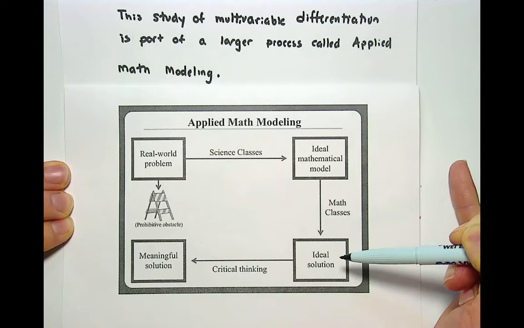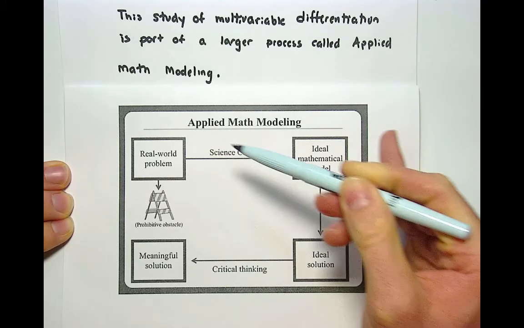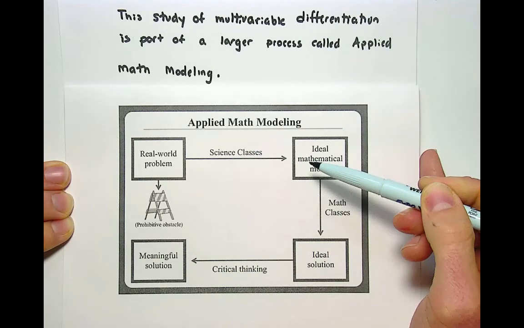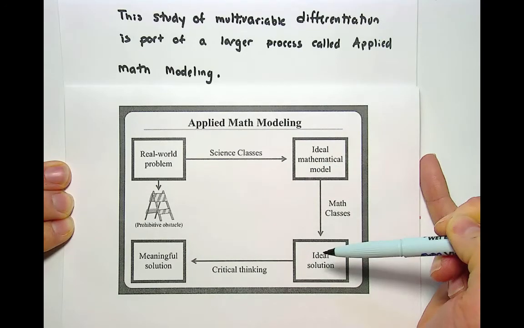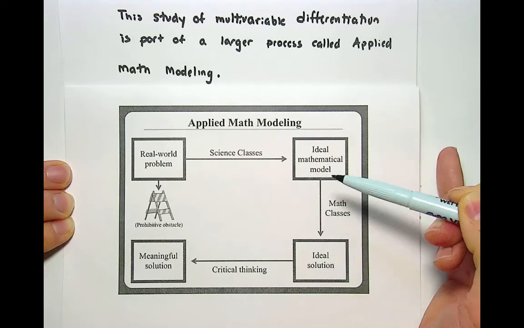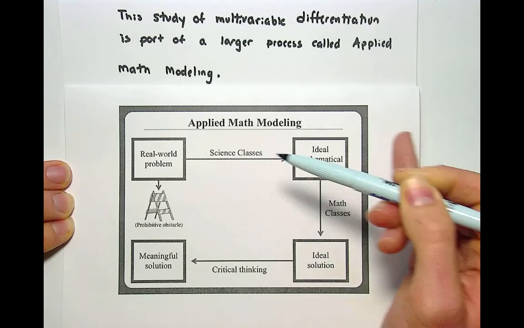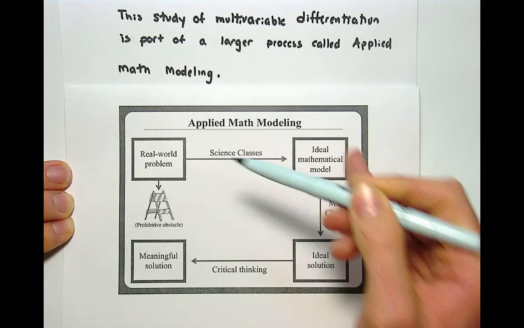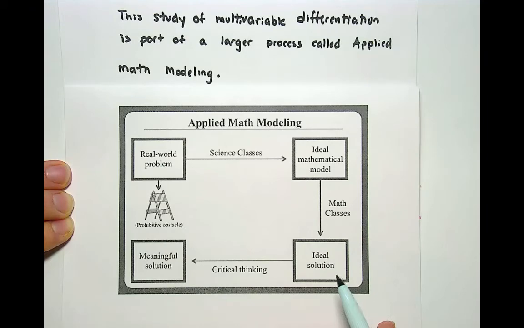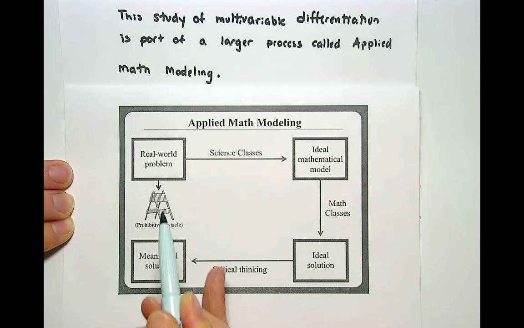This ideal solution will not be the solution to the real world problem because it's not the problem that we started with. The ideal solution will be an ideal solution to the mathematical model that came from simplifying the real world problem. At the end of this whole process, we'll do a lot of critical thinking, and this is actually where you would get paid as a mathematical thinker, to make the connection between the ideal solutions that you produced and a meaningful solution to the original problem that you posed.